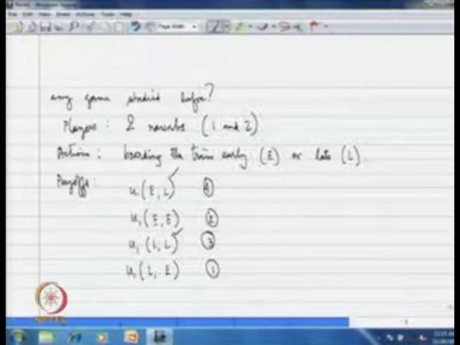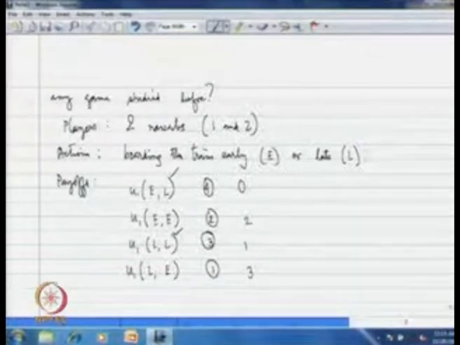So, this is how the outcomes are ranked by player 1, and let us give them some numbers. So, here I have 3, 2, 1, 0. This is for player 1. Player 1 considers that outcome the best where he boards late and the other Nawab boards early. The second best is both of them boarding early. Third is both of them boarding late, in which case the train leaves. And fourth is he boards early, but the other Nawab boards late. So, that is worst.